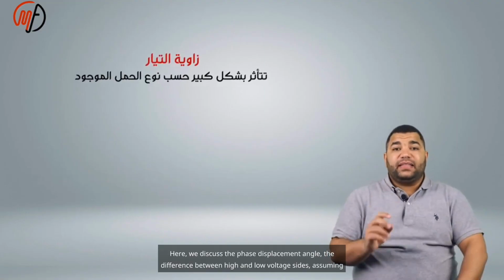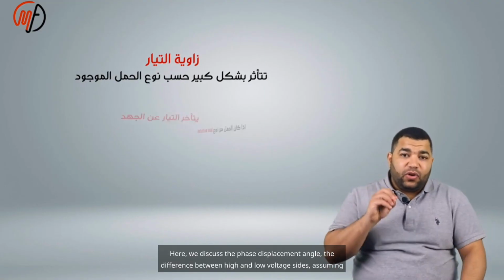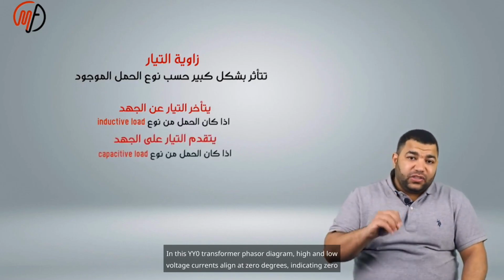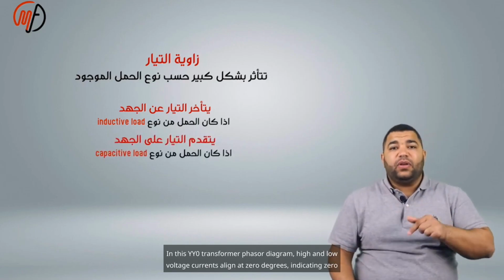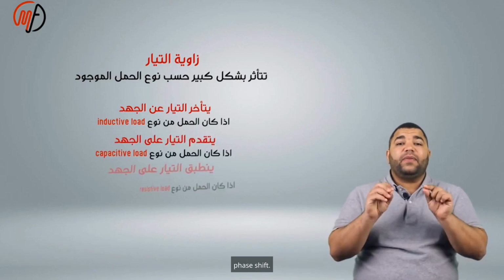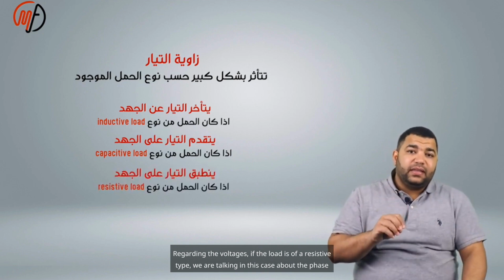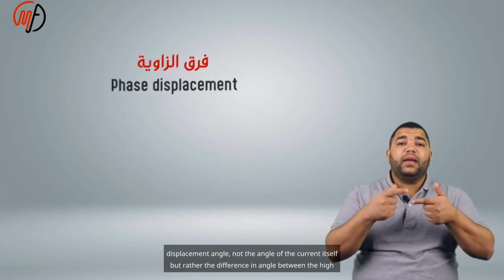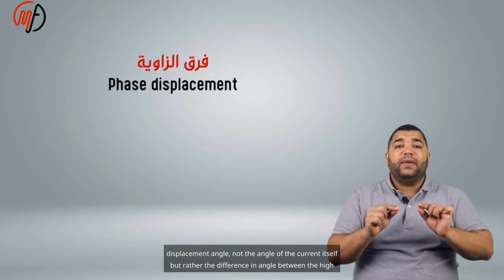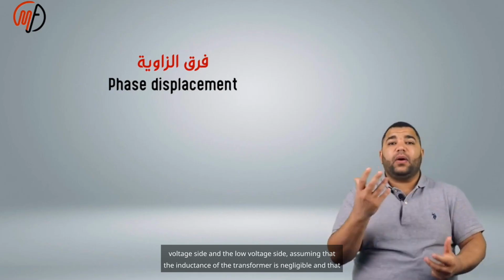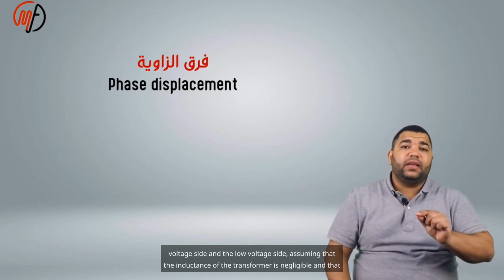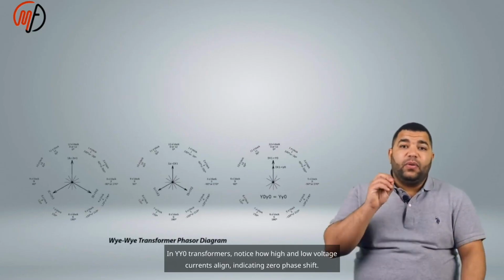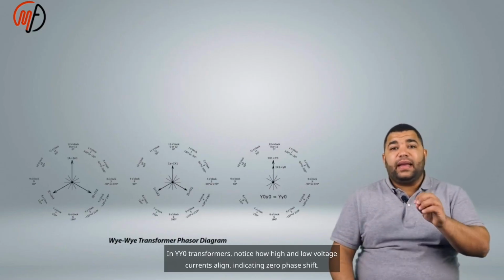Here, we discuss the phase displacement angle, not the angle of the current itself, but rather the difference in angle between the high voltage side and the low voltage side, assuming that the inductance of the transformer is negligible and that this is an ideal transformer. In this YY0 transformer phasor diagram, the high and low voltage currents align at 0 degrees, indicating 0 phase shift.